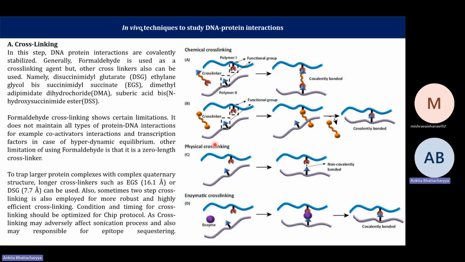Now, formaldehyde, while most commonly used, has certain limitations. It does not maintain all types of DNA-protein interactions, for example, co-activator interactions and transcription factors in hyperdynamic equilibrium. Also, it is a zero-length cross-linker, so it cannot accommodate very long-range DNA-protein interactions. What do we mean by long range? We basically mean that if it involves interactions between a protein and a DNA which is physically at a significant distance, then the ability of formaldehyde to work gets limited, and what you might get in that case is a sort of false result, which is of course not very desirable.